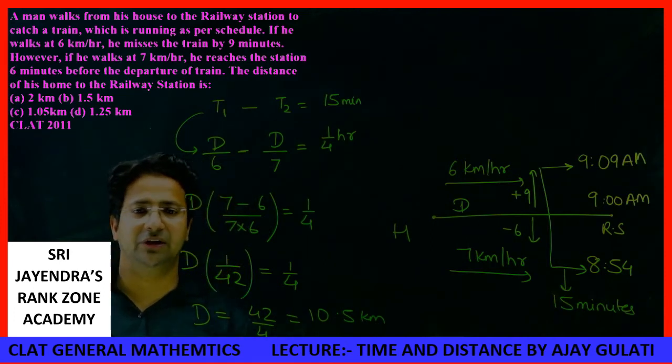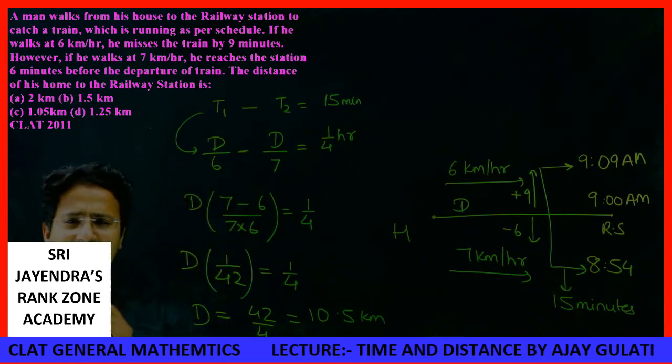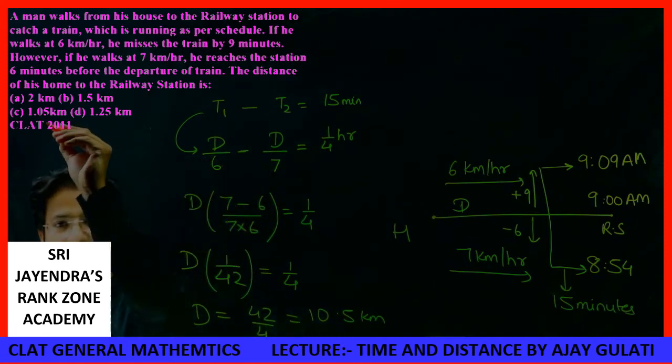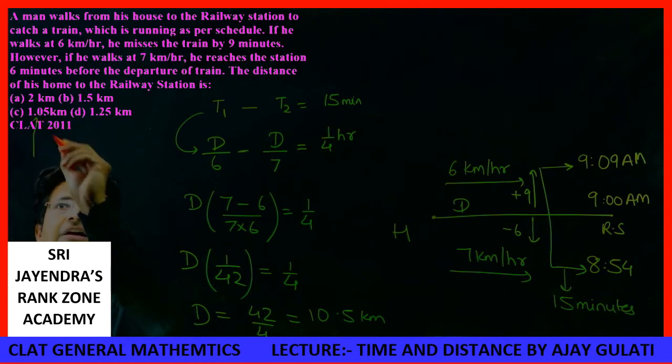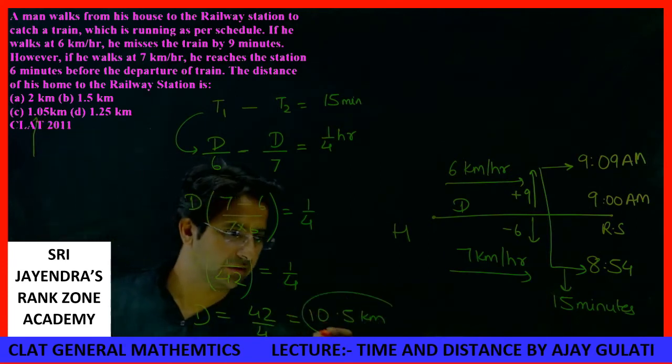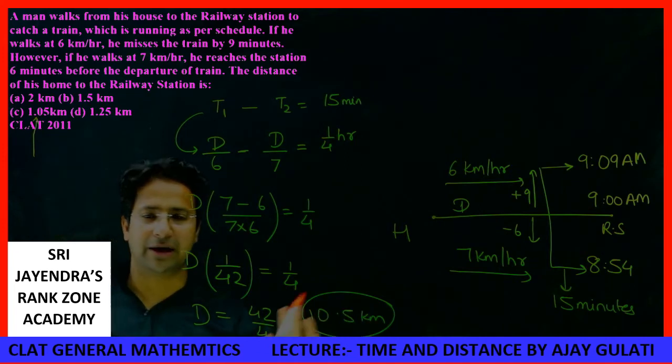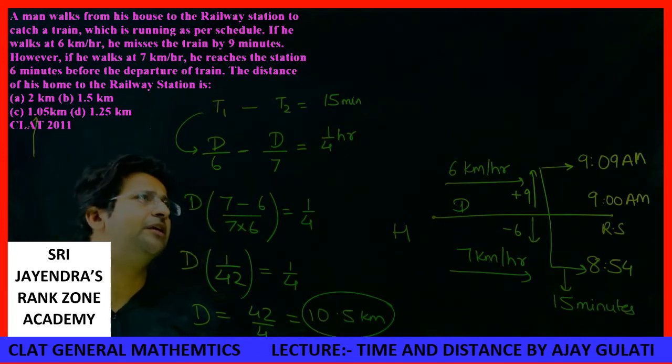Option number C. In option C there has been a little typing mistake. The decimal has been moved ahead. So this is your answer, option number C, 10.5. This is the answer, 10.5. There has been a small typing mistake, but I hope everyone can understand the answer. You can check yourself.